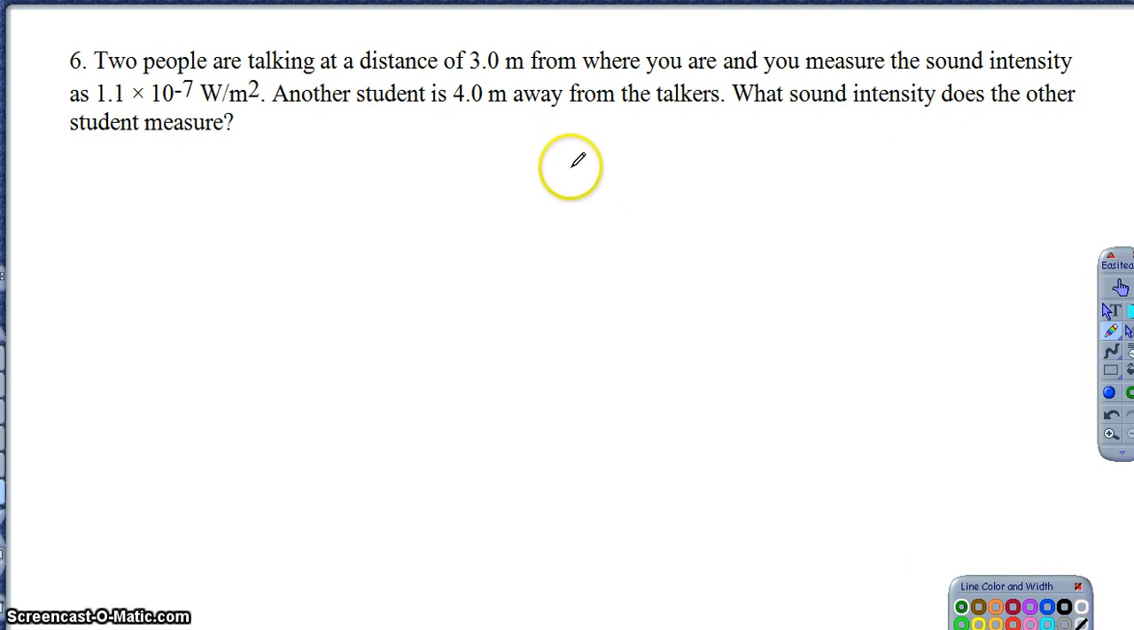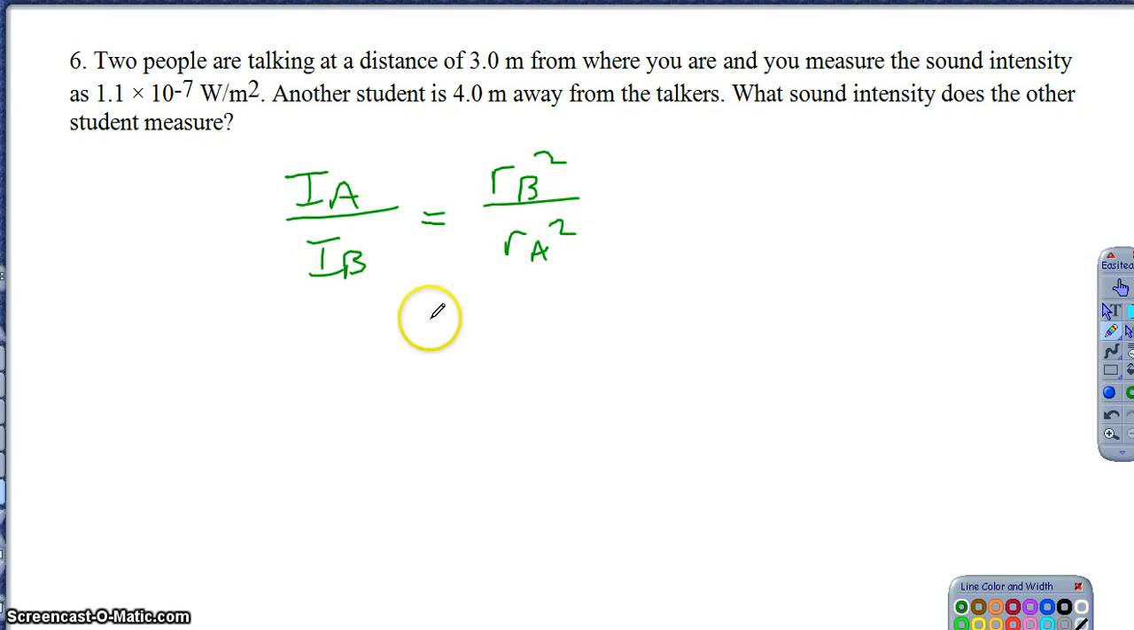Just gets to kind of the proportionality of intensity, right? So we know that if I'm looking for comparing the intensity between two locations, then that is inversely proportional to the square of their distances. So RB squared divided by RA squared, right? This is the relationship I want to set up. As soon as I set this relationship up, it's a pretty easy plug and chug type question.